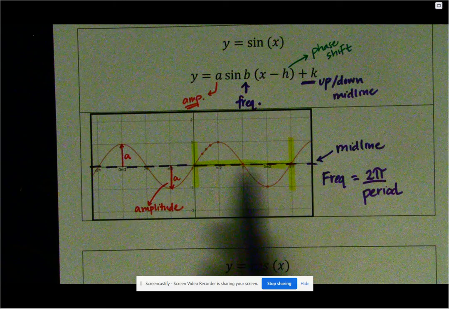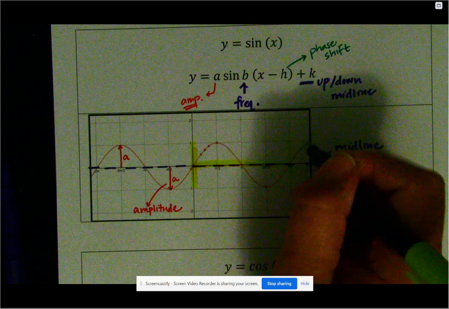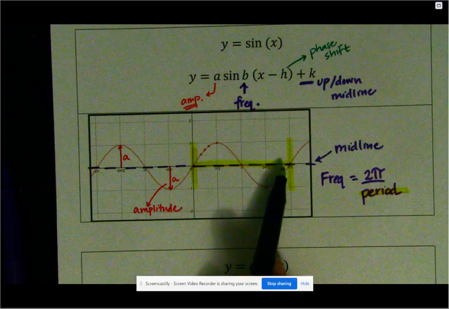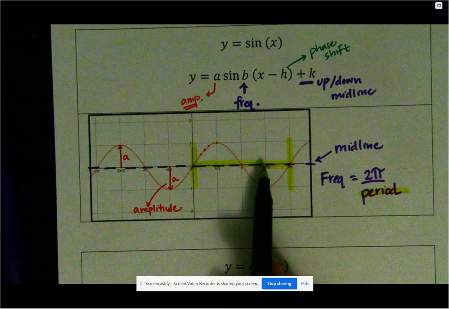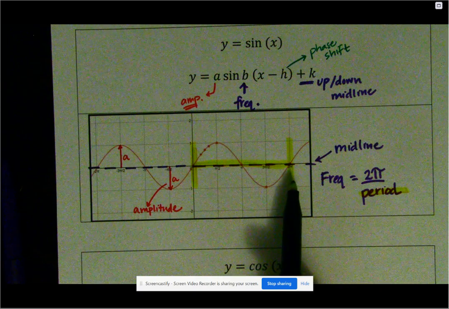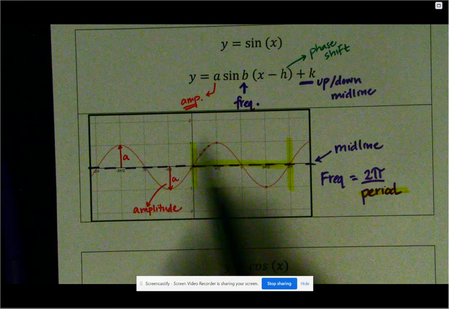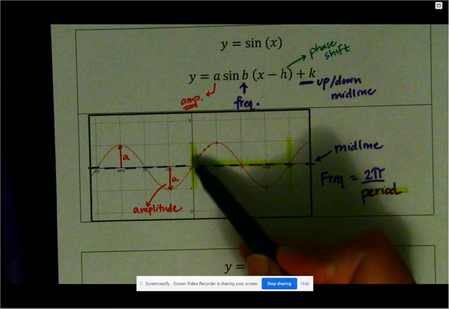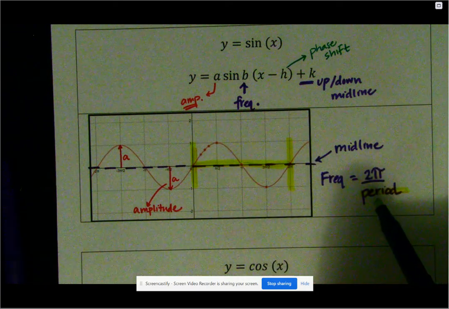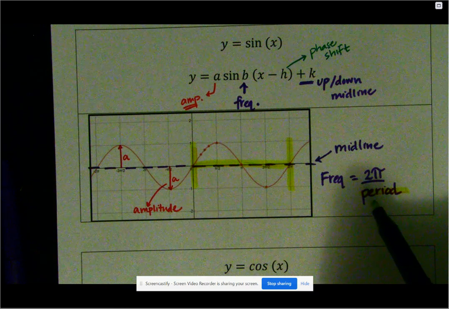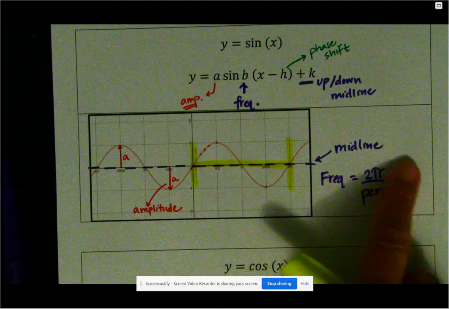And the period, that was this here, the period was 2 pi. So 2 pi divided by 2 pi, for this one in particular, the parent function, was just 1. But if the period would have been just pi, let's say it completed the cycle by the time it got to pi, you'd have taken 2 pi divided by pi, and you would have gotten 2 as the frequency, which means it will have 2 cycles by the time it gets to 2 pi.